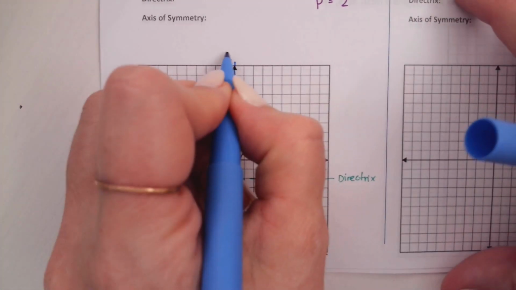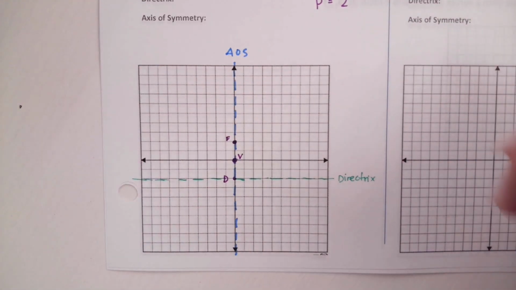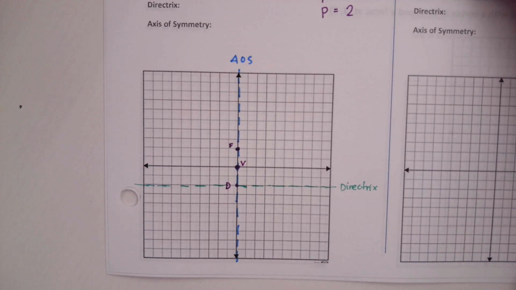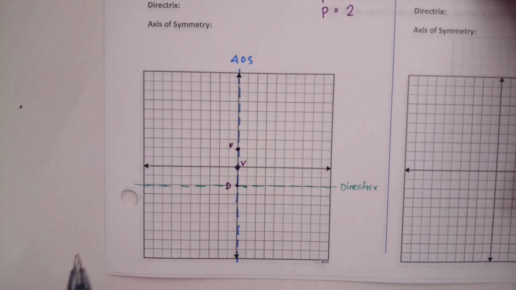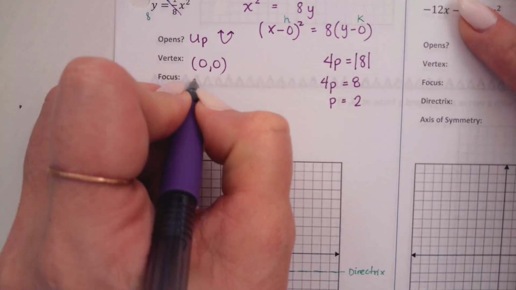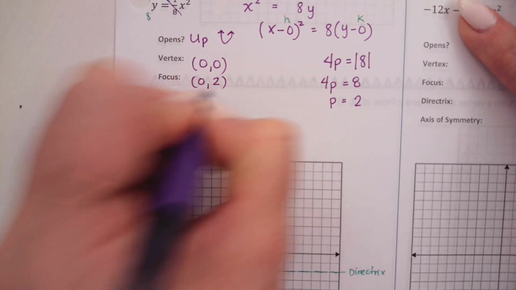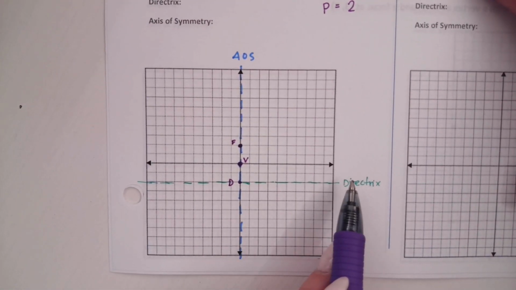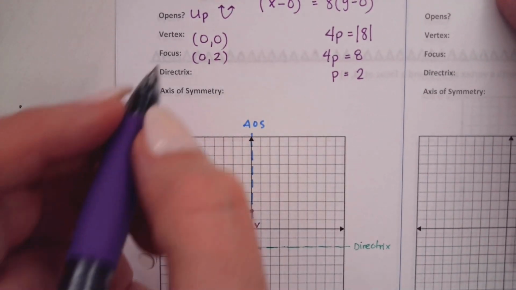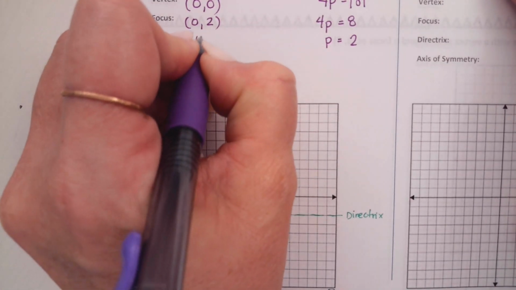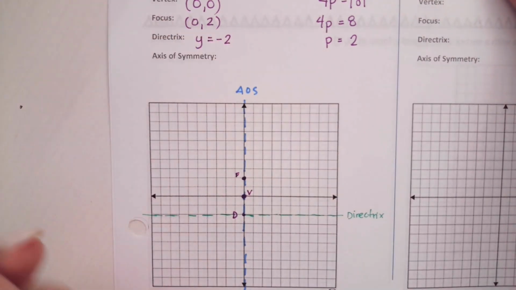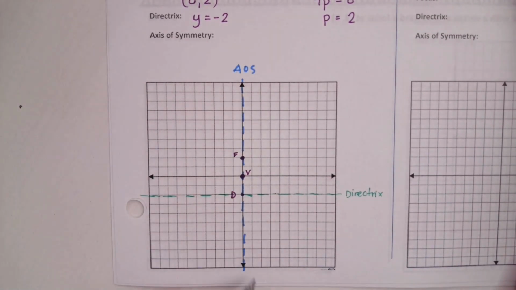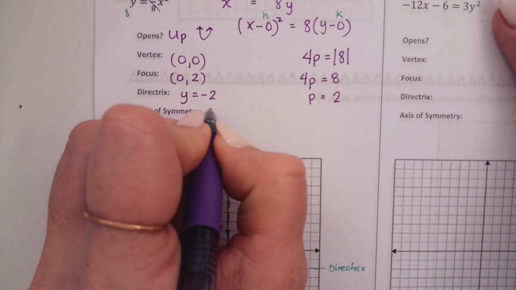I'm going to label it AOS. We can write down what both of those are. What is the ordered pair of that focus? 0, 2. Okay. The equation of the directrix. It's a horizontal line, so it should be y equals, good. So it'll be y equals -2. The equation of the axis of symmetry, x equals 0. Very good, because it's a vertical line.